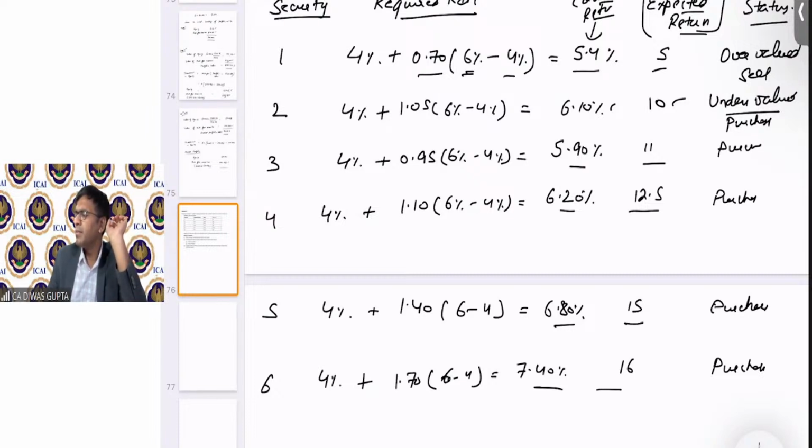But sir, isn't the case stock will rise in future because of intrinsic value of stock? No, Mansha, I request please don't go to the intrinsic value concept as of now. Just stay on these percentage returns. Because intrinsic value has different meanings in different contexts. So just think that as per the calculation of CAPM, the expectation is as per this column, which is 5.4, 6.10, 5.9, 6.20, right? The market is giving you in the next column 5, 10, 11, 12.5. So just compare these two, okay?